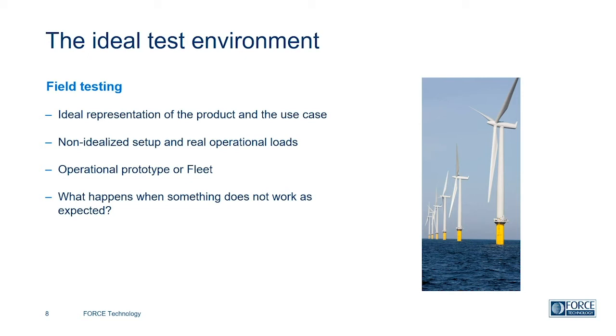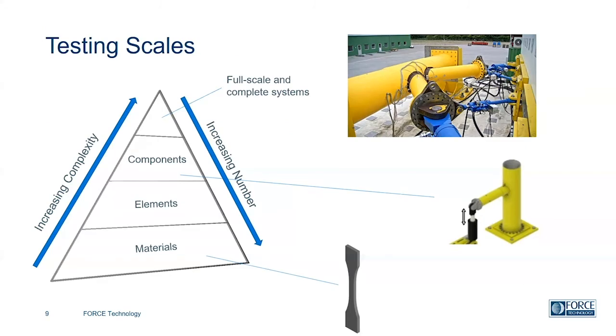Just one thing to consider with field testing though, is what happens when something doesn't work as expected. It's a very expensive adjustment once you've put something into the field, even when we're talking operational prototype. We're very far along in the product development stages once we're out in the field. So what we are considering in our presentations today throughout the program is what's happening on the test bench in the testing laboratory. That's where we want to talk about what I'm referring to as small scale testing, full scale testing, and also medium scale.